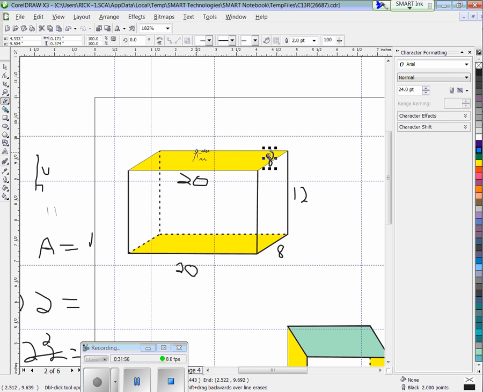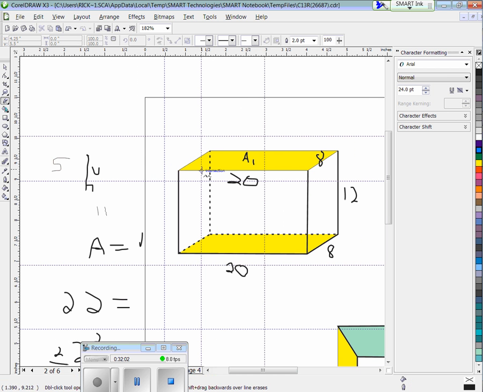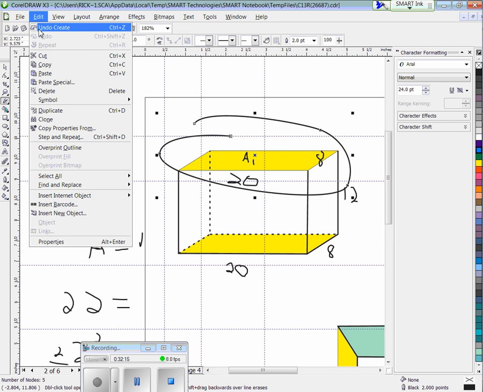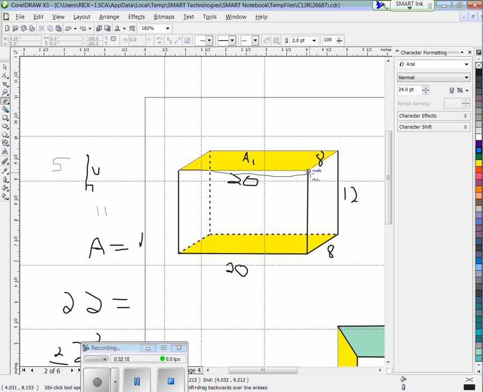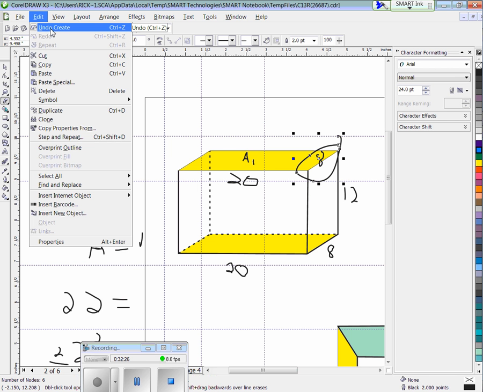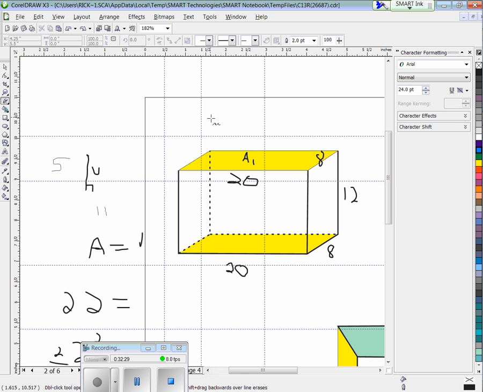So if we call this area 1, we would go base times height, right? What would be the base? Say it if you know it. 20. What would be the height? 8. Yellow. Look at the yellow top right here. The base is 20 right there. And the height is right here, the 8. It doesn't look perpendicular, but remember when you draw something in 3D, you angle it to make it look proper. So 20 times 8 is the yellow area.